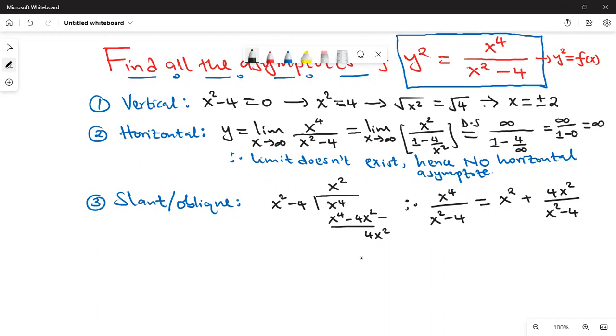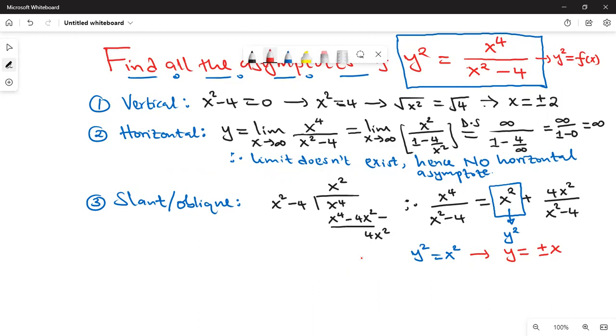So this means that this part here will give you the slant asymptote. This corresponds to y squared, not y now. Take note, that corresponds to y squared. So we are saying that y squared is equal to x squared. So what is y? From here, it means y is equal to plus or minus x. y is equal to plus x. Another one, y is equal to negative x.